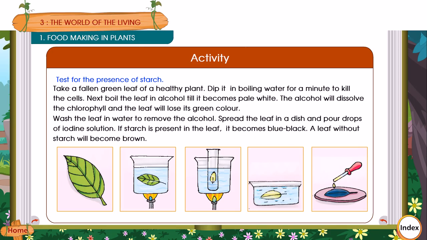Spread the leaf in a dish and pour drops of iodine solution. If starch is present in the leaf, it becomes blue-black. A leaf without starch will become brown.